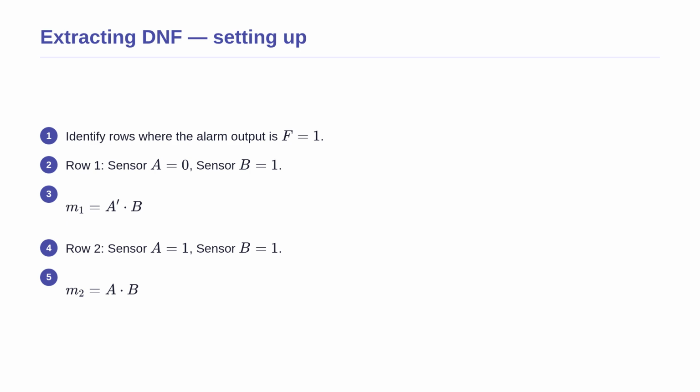The second condition is when both sensors are on, meaning both are 1. No inversion is needed here, so our second minterm is simply A and B. We have now set up the pieces we need.